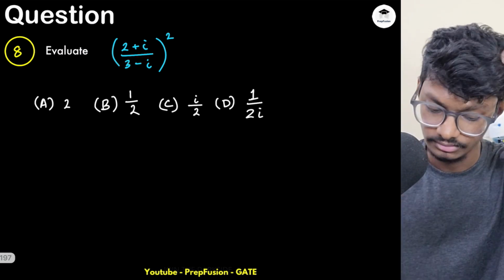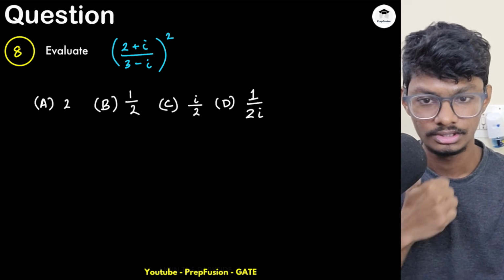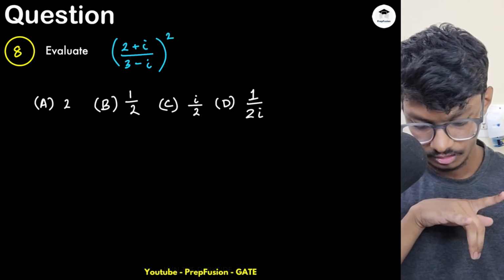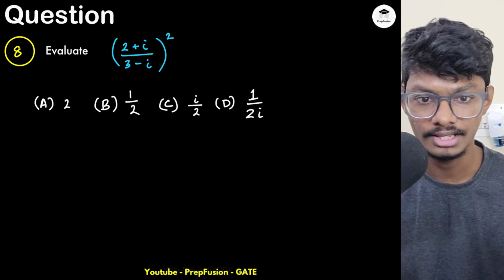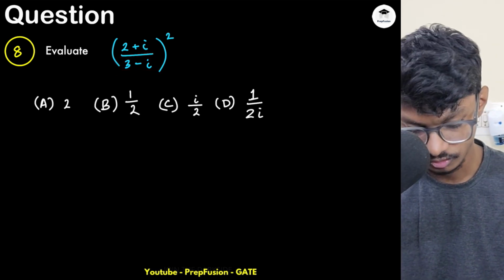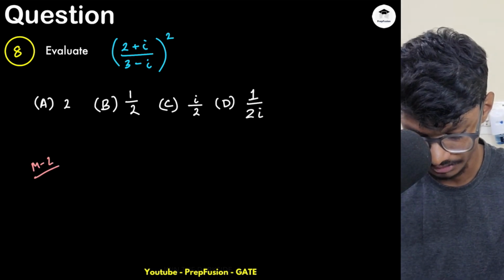This again you can do in two ways. Either you can use Euler's method, or method 2, which is simply cross multiplying, making the denominator a real number, and then separating the real and imaginary parts. We will try to do this using two methods. Method 2 I will give you as homework. I will convert it here into Euler's format.